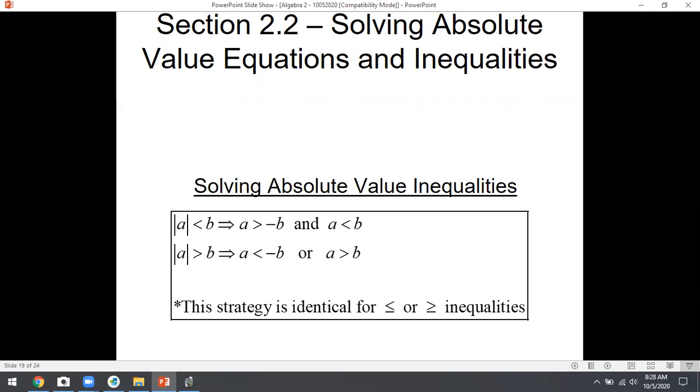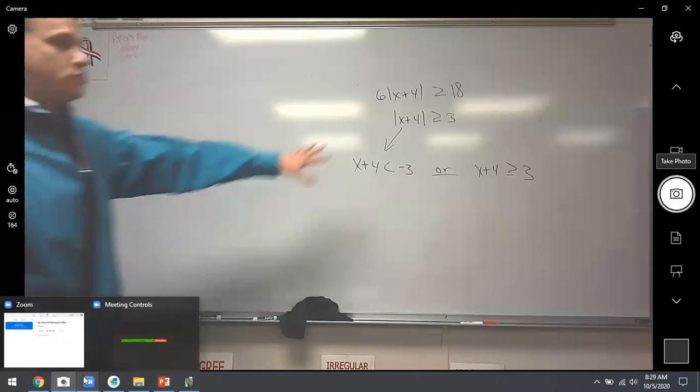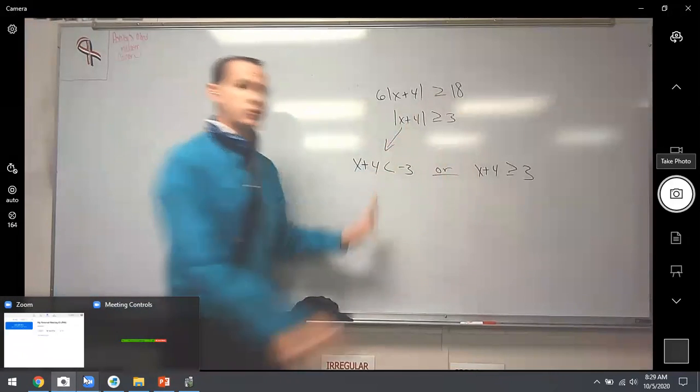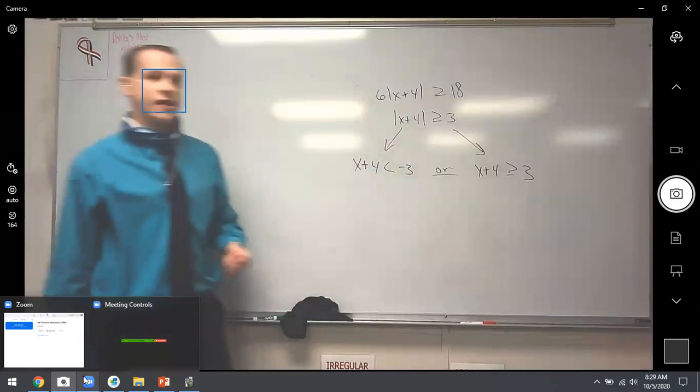What's the other version going to be? Well, the stuff inside the absolute value, x plus 4, is greater than whatever the number was, which was 3. So in our case, greater than or equal to, right? Okay. 2 equations. Let's see what we can do about them now. So we went down our 2 paths, just like it looked on the board, correct? We're all right. Let's go solve them, see what we get.